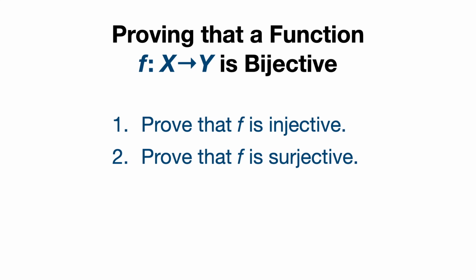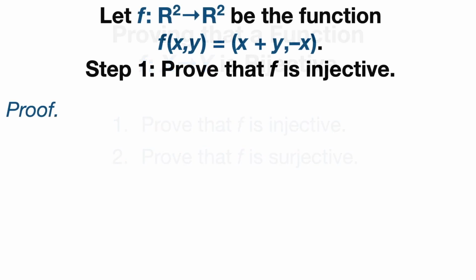Proving that a function is bijective has 2 parts. That is, it requires 2 separate proofs. First, we must prove that the function is injective, and then we must prove that it is surjective. Let's end with one more example. The function f of (x, y) equals (x plus y, negative x). The domain and the codomain of f are both R squared. That is, this function takes an ordered pair of real numbers as an input and spits out an ordered pair of real numbers. We would like to prove that f is bijective.